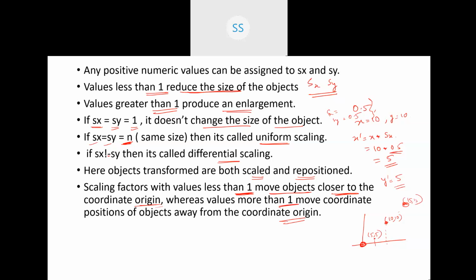So normally, when designing animations where these rotations, translations and all are required, these small things have to be kept in mind. Only then you can show it. Okay.